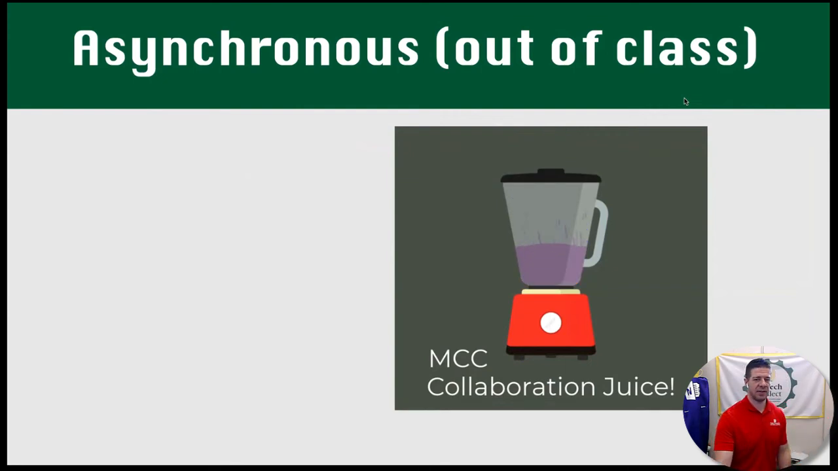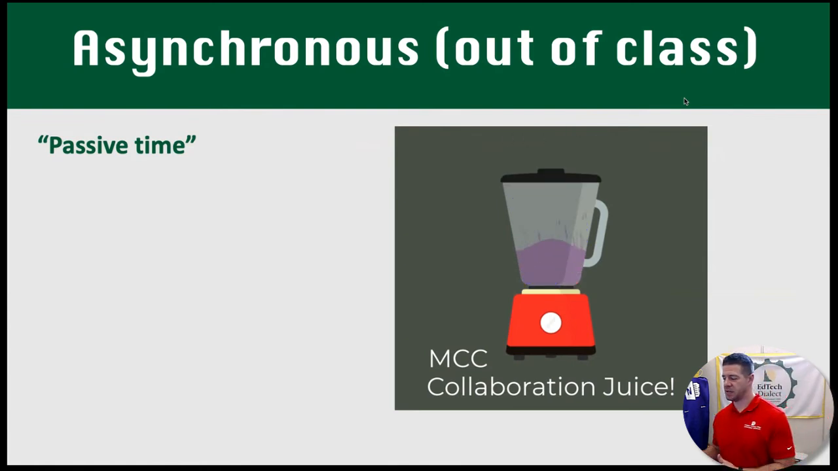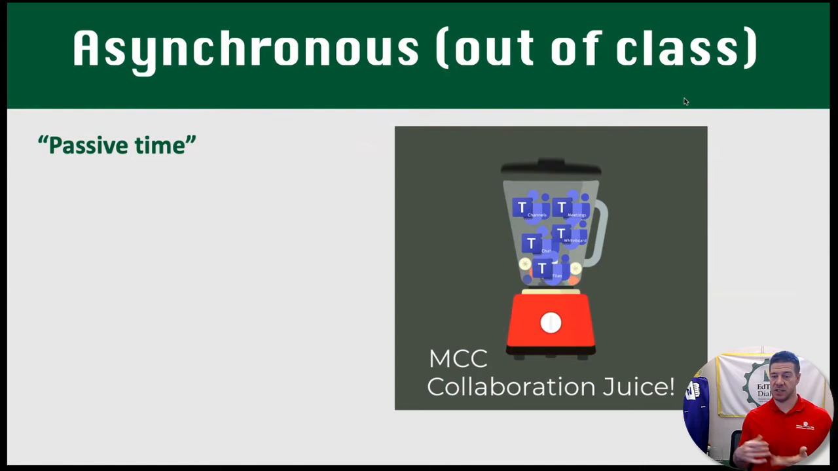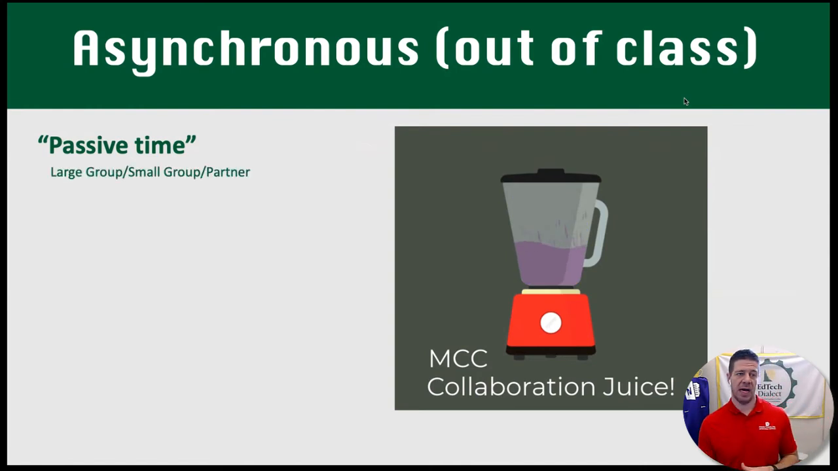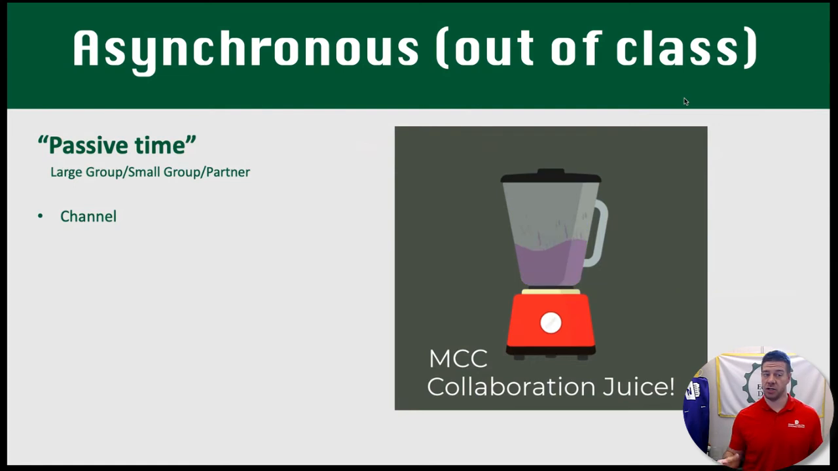Asynchronous, obviously outside of class or outside the work environment. Passive time. So something that happens where I might post a message in a Teams channel, walk away, and somebody might respond to it a little later on or react to it. Just like the synchronous, it can be a large group, a small group, a partner, but it could be a channel message where I post a file or post an idea. Hey, what do you think about that?